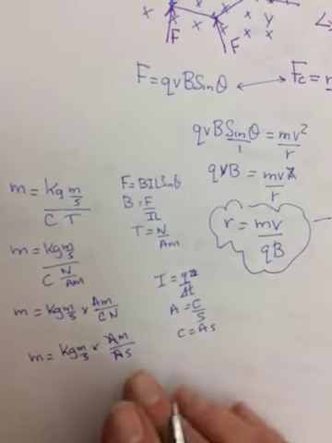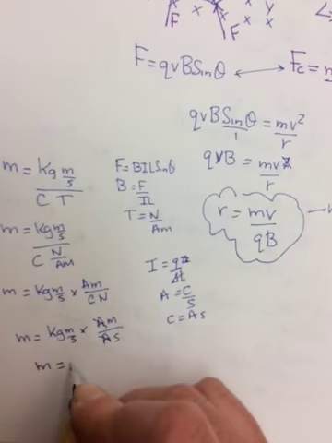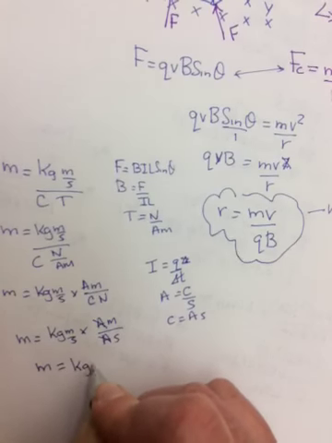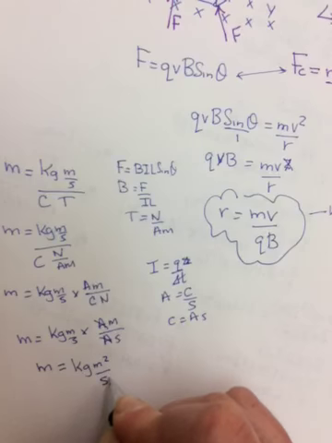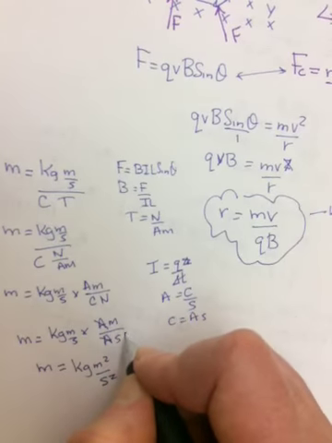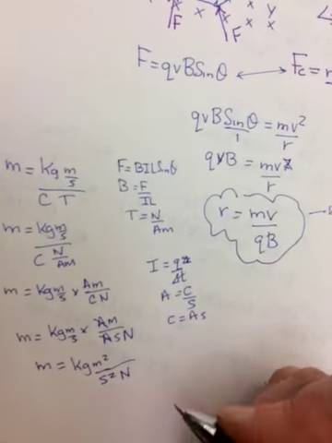The amp's going to cancel. And so I'll have M is equal to kilogram meters per meter squared per second squared. I lost a Newton. Sorry, Newton. And a Newton. But what's a Newton?